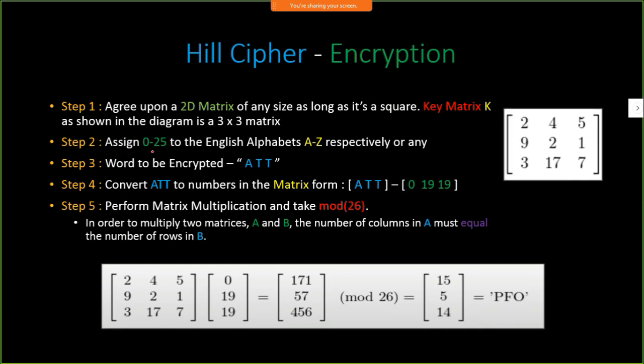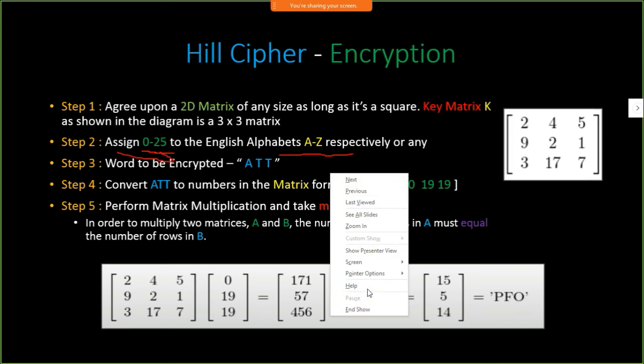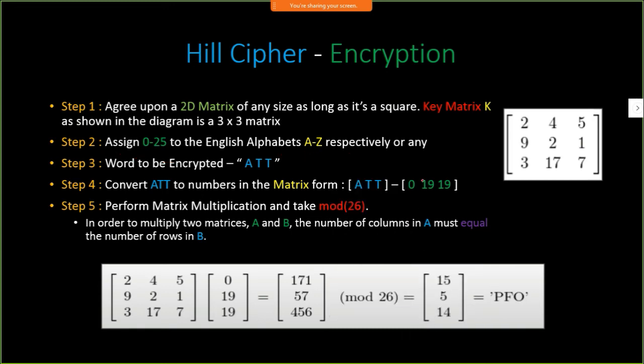Assign 0 to 25 to the letters of the English alphabet, A to Z respectively. That means A is replaced by 0. T, calculate on your fingers, T is replaced by 19. So, convert ATT to numbers. The ATT actual message in matrix form is 0, 19, 19. After that, Step 5: Perform matrix multiplication and take mod 26.